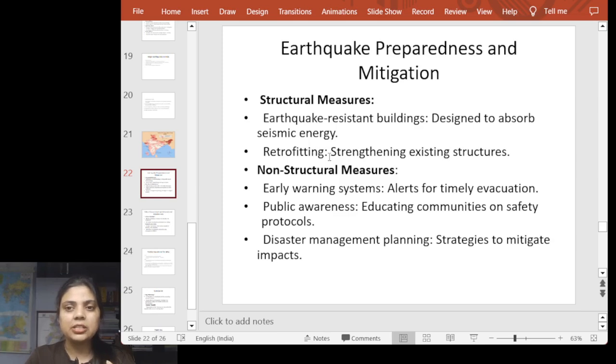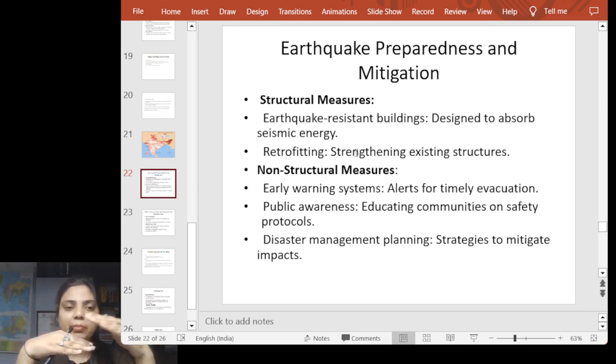The early warning system should be there, and public awareness should be spread in that region. People should be aware of what measures they need to take if an earthquake situation happens in the high seismic activity zone. So this is how you have to prepare the mitigation steps. So this is the first phase, that would be the pre-phase, before the happening of any major disaster.